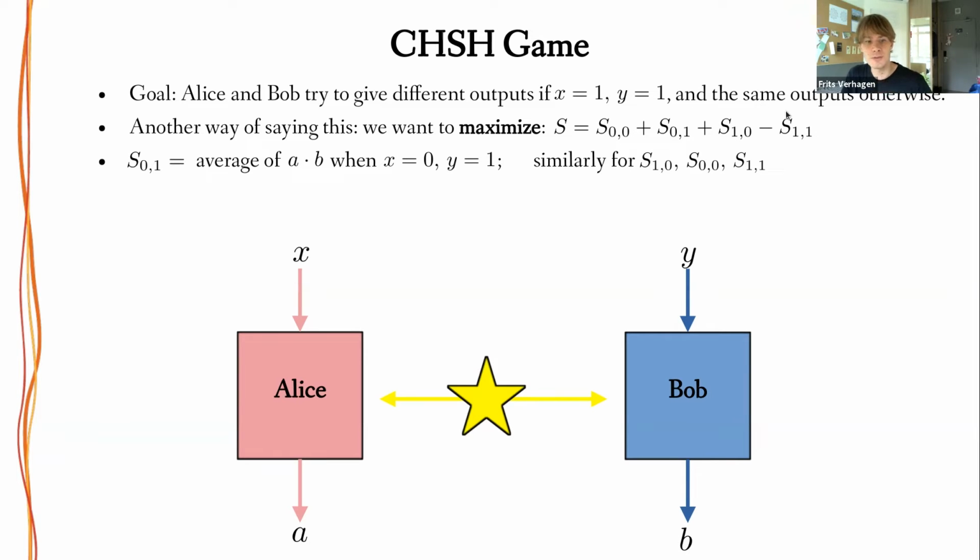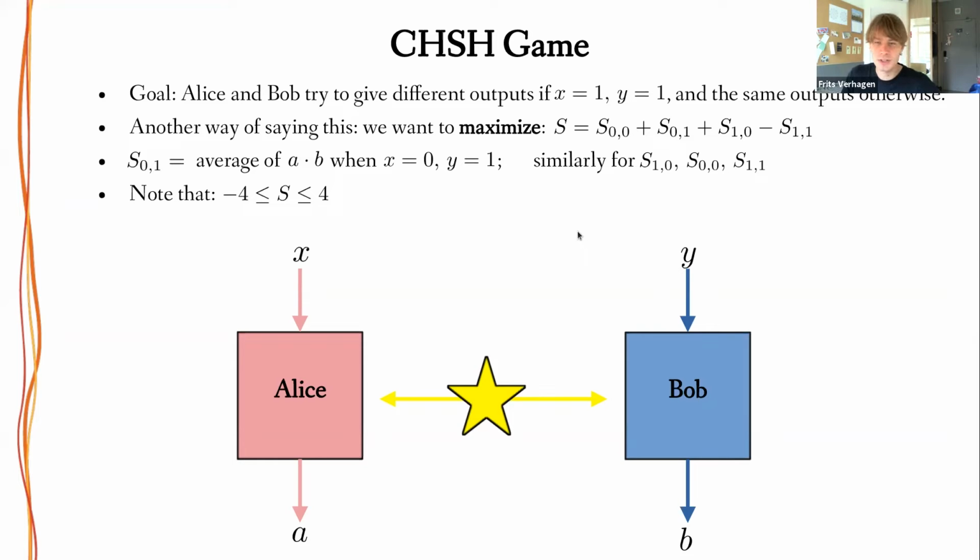And similarly, if X and Y are not both 1, so these 3 cases, you want them to output the same output. So that means that these 3 S's here will average to 1, because if you have the same output, you will have 1 and 1, so the product is 1, or you will have -1 and -1, and the product will still be 1. So that will also raise the value of S. Another way of phrasing our goal is to say that we want to maximize this value S.